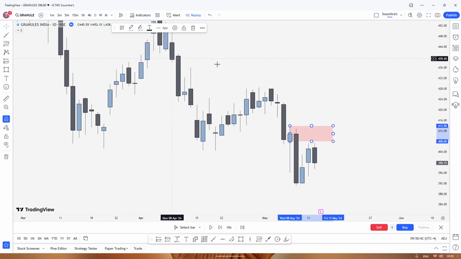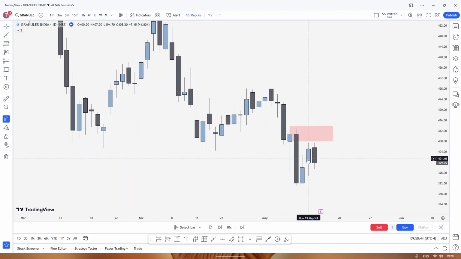And although this up closing candle didn't touch this order block, but we can say that it is coming from this area. So no such hard and fast rule that it will actually tap into it. So, and then we have this engulfing type of bearish candle.